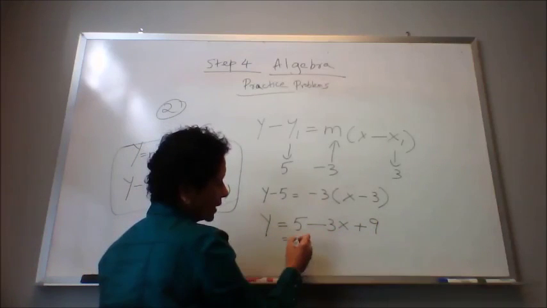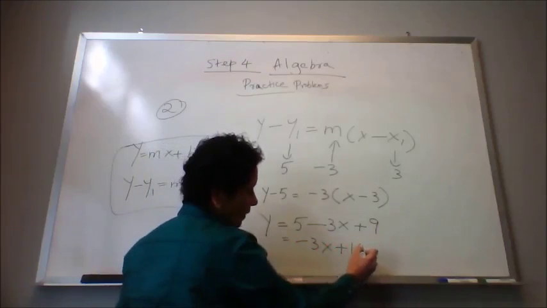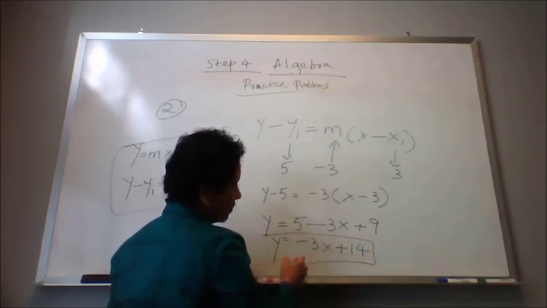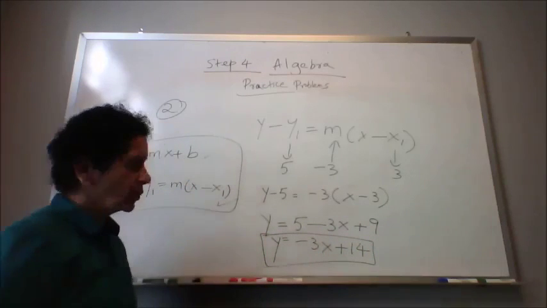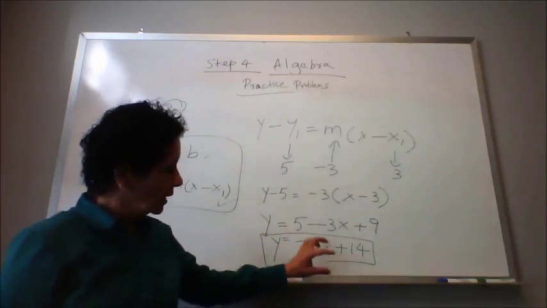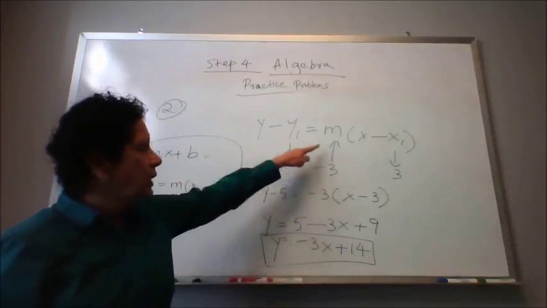And then minus 3x. So minus 3x, I write it the way it is. And 9 plus 5 is 14. So I can write y equals minus 3x plus 14. So this is in the standard form, y equals mx plus b. So m is minus 3. That's the slope, and that's what we started with.